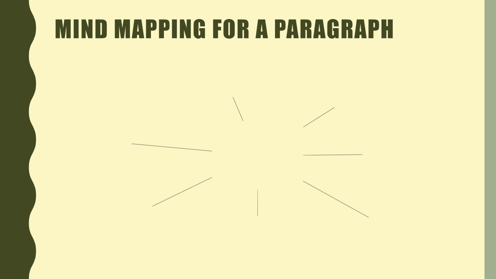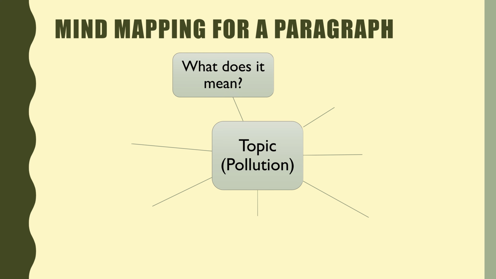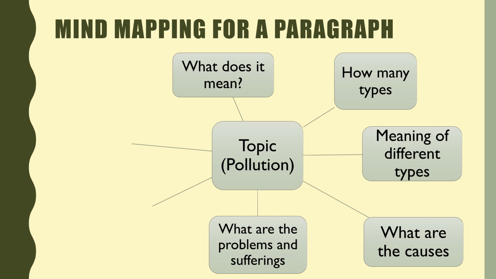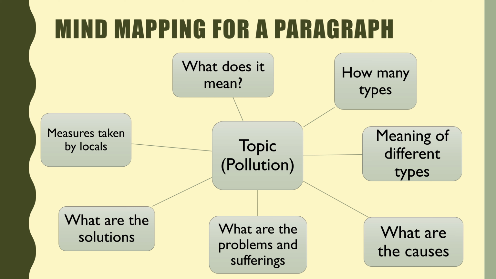Let us see a mind mapping for a paragraph. How will you write a paragraph? What things could you include in a paragraph? Suppose there is a topic like pollution. You can start with what it means. What is the meaning of pollution? How many types of pollution are there? You could also write the different meanings of different types of pollution. What are the causes of pollution? What are the problems and sufferings due to pollution? What are the solutions to those problems or sufferings? What are the measures which have been taken by the locals or you?